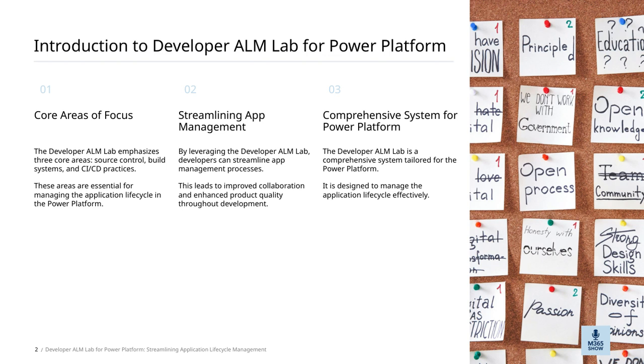The core focus areas of the Developer ALM Lab are source control, build systems, and CI/CD practices. These three areas are critical because they cover the key aspects of application lifecycle management. Source control helps us track changes and collaborate effectively. Build systems automate the creation of deployable versions of our apps. And CI/CD practices ensure that we can integrate and deploy updates smoothly and reliably. Together, these focus areas form the backbone of effective application lifecycle management in the Power Platform, helping us deliver better solutions faster and with greater confidence.